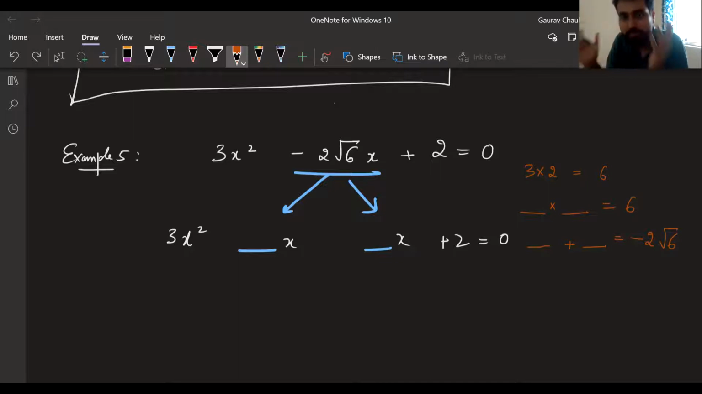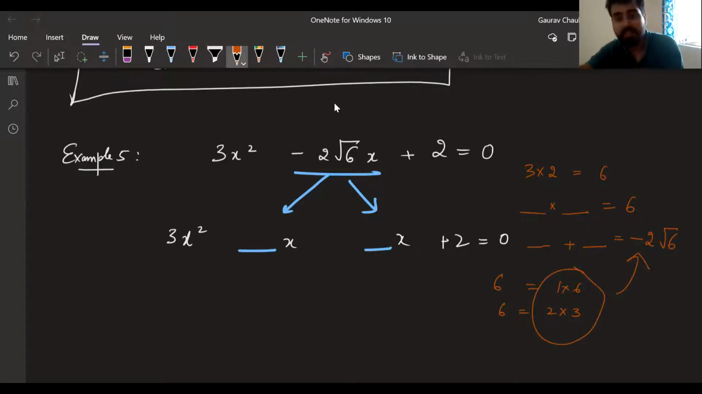If you think a little outside the box, I know 6 has only these factors. 6, I can write as 1 into 6. 6, I can write as 2 into 3. That's all. But in any of these, I will not get this particular addition. Whatever sign also you put, I will not get minus 2 root 6. If I put minus, you'll get plus 5. If I put plus here, minus here, I have to get the negative sign anyhow. So both signs should be same.